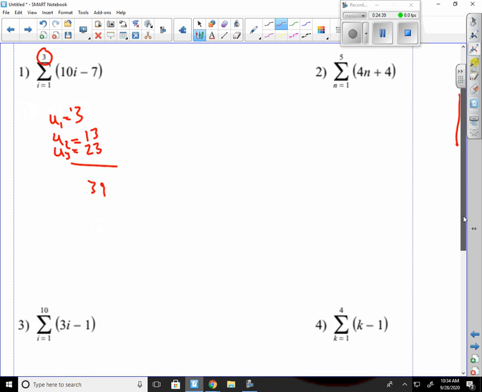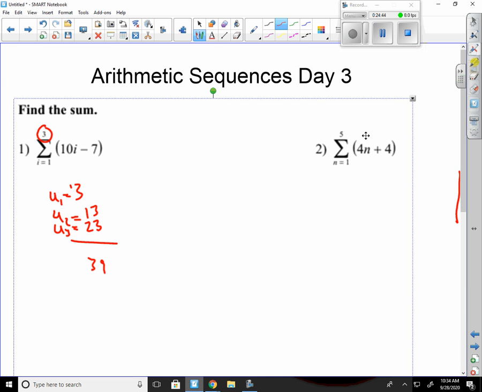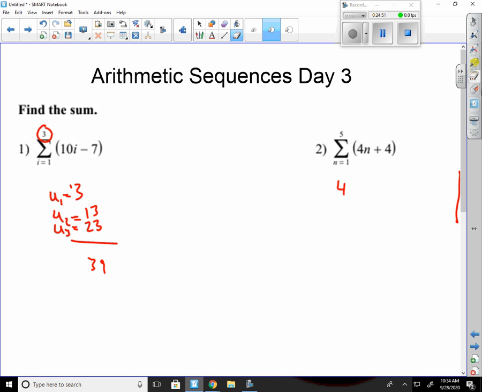I'm only doing 1 all the way up to 5. That's not all that big of a number. So I can just do it that way. 4 times 1 is 4, plus 4 is 8. So my first term is 8. 4 times 2 is 8, plus 4 is 12. It's going to go up by 4 again. 4 times 3 is 12, plus 4 is 16.